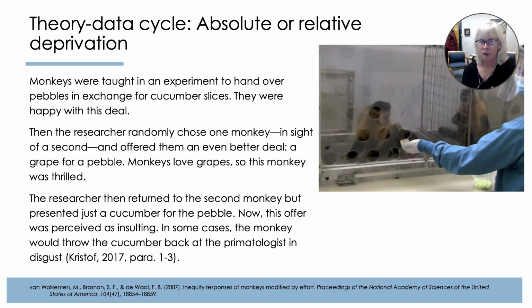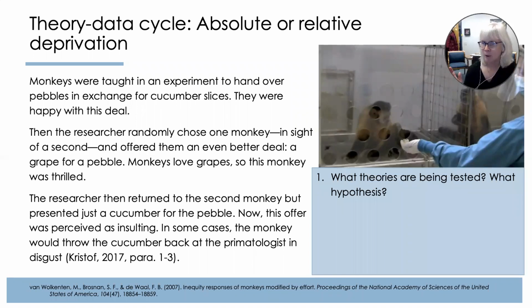Then the researcher returned to the other monkey, and gave them a cucumber for the pebble. So you see this monkey is watching the first monkey, or, they're watching each other. And the monkey sees being given a cucumber when the other monkey got a grape as insulting. And so the monkey throws the cucumber back at the primatologist. It's worth watching the video. It's just funny.